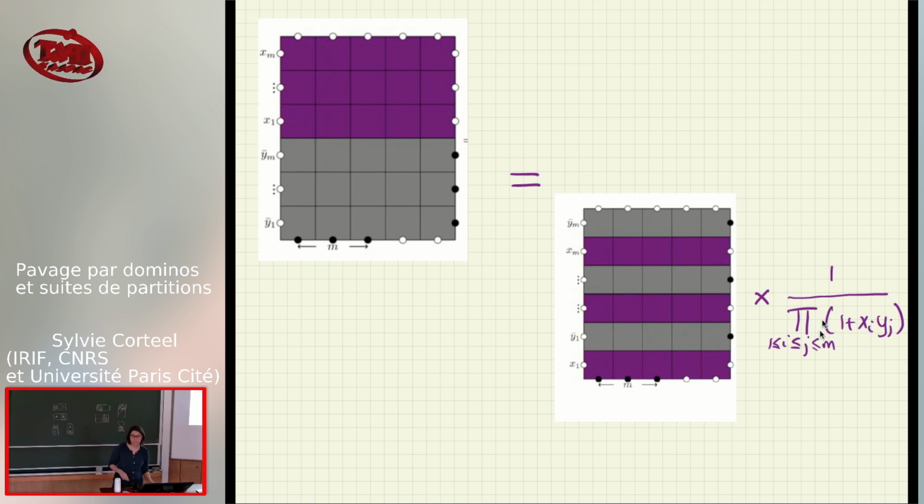I lost track. Which boundary condition is now the Aztec diamond? So the Aztec diamond is like the bottom and the top are empty partitions. It's all white on the right, and it's white when it's purple and black when it's gray. And the other one on the top? This one? Yes. So it's exactly the same. You see the gray have black on the right, and the purple have white on the right. So the rows travel with their boundary condition.